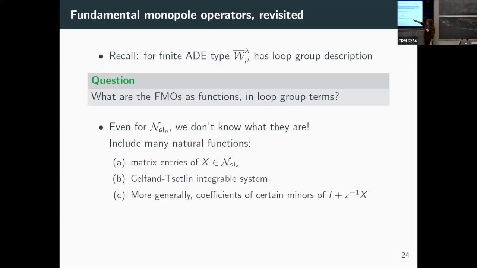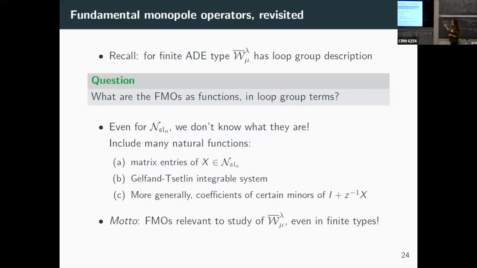And more generally, if you take the identity plus z inverse X, the thing I was mentioning before, you can get some minors of this, and you can extract coefficients of them. So it's a very natural family of functions, but somehow even here we don't know what they are. However, the model I'd like to advocate is that these should be quite interesting because they restrict along these funny embeddings. The whole story I've told you, our theorem anyway, is built out of this result. So maybe the question is, can someone tell me what they are? Okay, and I'll end with that.